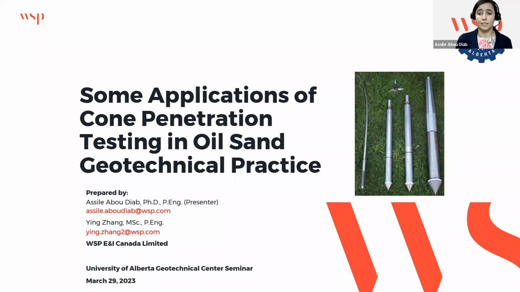It comes in a variety of dimensions. These two are the standard sizes, 10 centimeter squared and 15 centimeter squared. But depending on the applications, we might use larger cones like the 40 centimeter squared here to push through hard soils, for example, or the mini cone here, the 2 centimeter squared, for applications like pushing through very thin layered soil, for example.